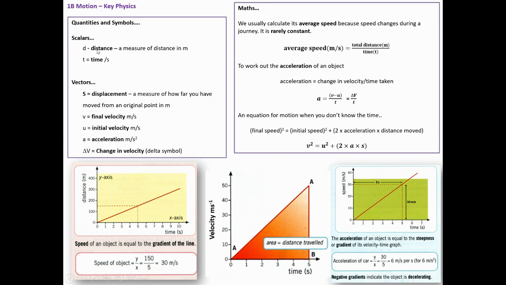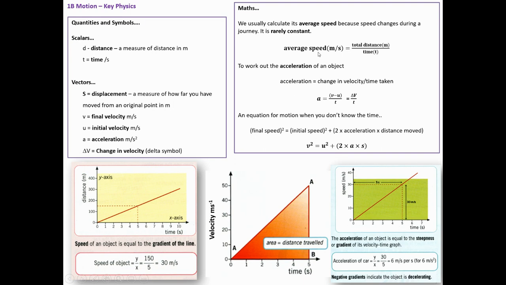So we've got scalars, which are just something with magnitude. A vector is a quantity which has a direction. So we've got displacement, which is s. We've got final velocity, initial velocity, acceleration. Funny units there, meters per second squared. Also delta v for a change in velocity. We could also write that as v take u.